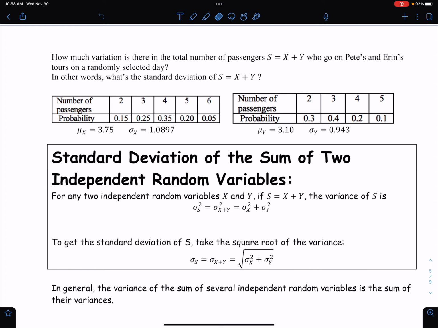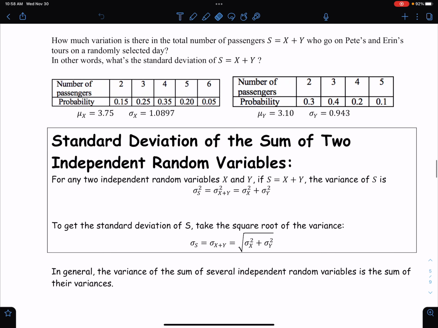So I just want to go over standard deviation of the sum of two independent random variables. You might have gone over this a little bit in your previous class, but might not have spent enough time on it. So I just want to make sure we're good with this.